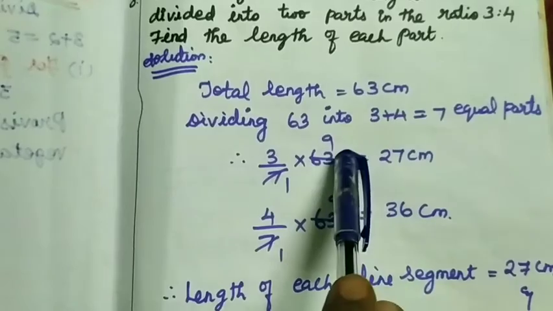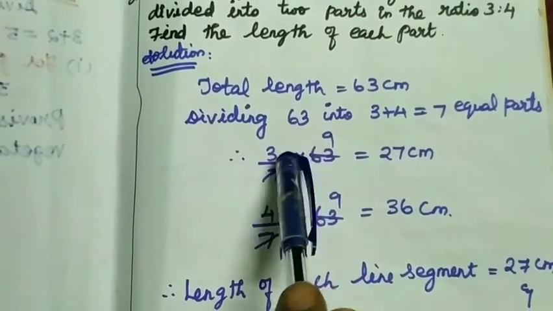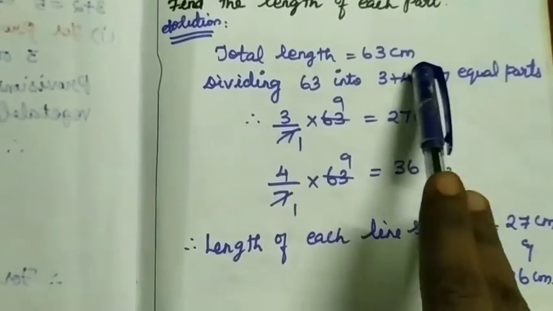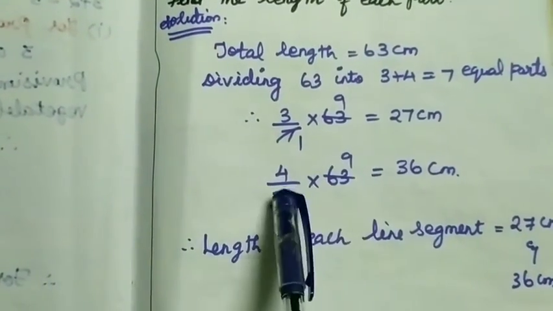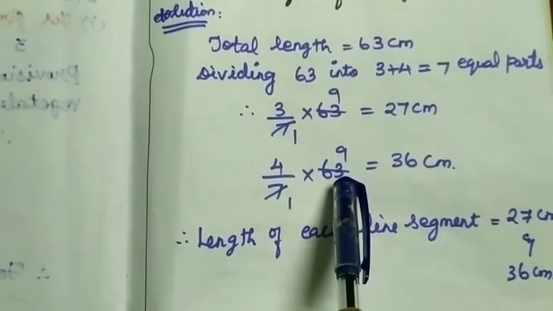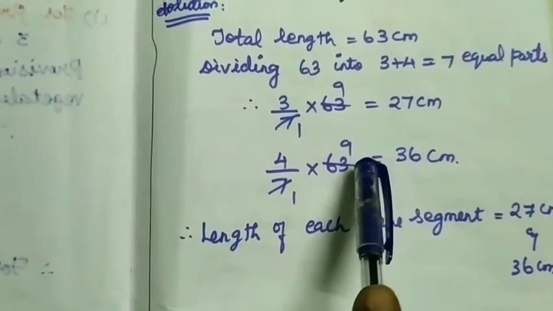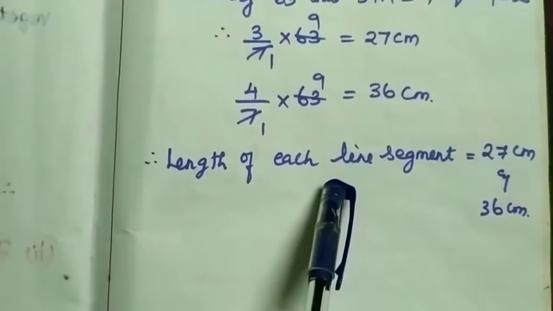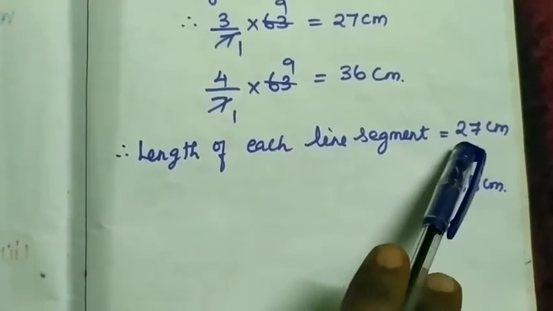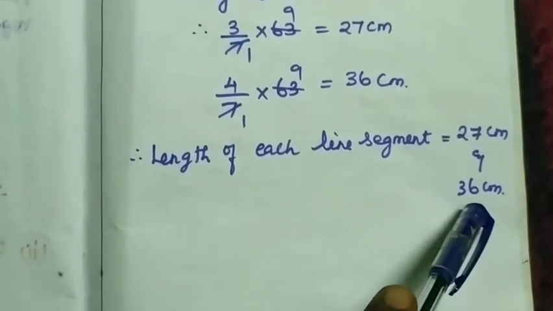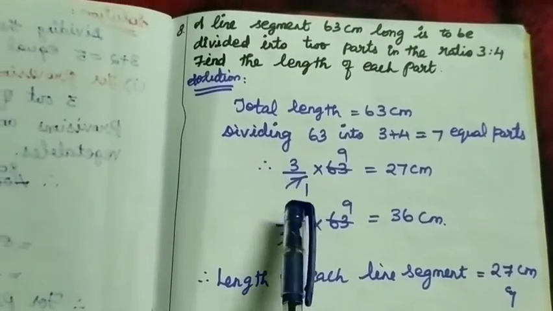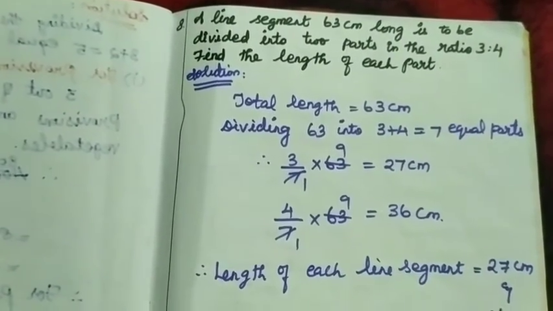1 7 is 7, 9 7s are 63, so 3 9s are 27 centimeters. After that we take the second part, 4 by 7 into 63. 1 7 is 7, 9 7s are 63, so 4 9s are 36. Therefore the lengths of the line segments are 27 centimeters and 36 centimeters. Okay, this one is also a very important question, so note it down in your classwork.